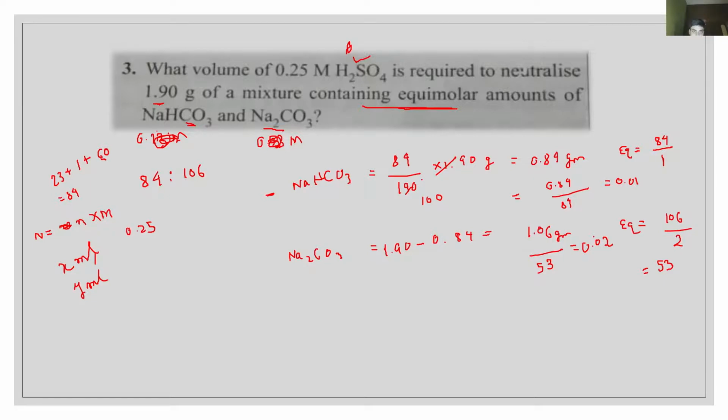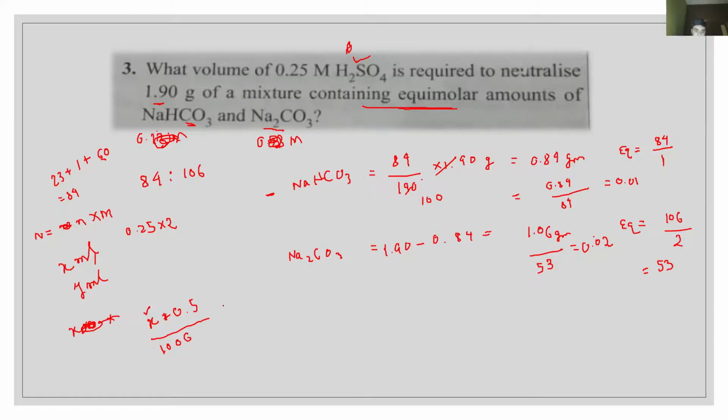What is the N factor of H2SO4? How many replaceable hydrogens? 2, so 2 into 0.25. This will give you normality. Okay, so X into 0.5 by how much? 1000, because normality is per 1000, but we have taken X in ml. Be crystal clear of the concepts.